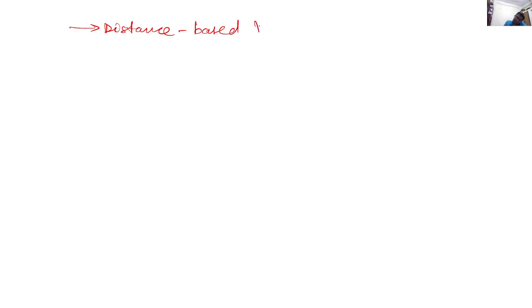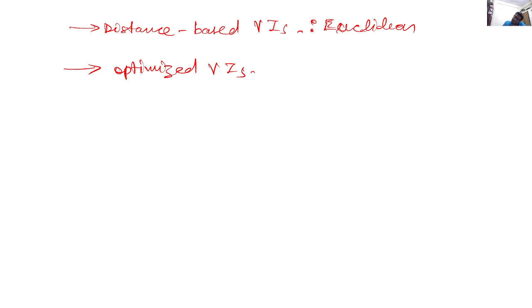Distance based VIs, vegetation index. And finally optimized VIs. Yeah, so mostly they use the Euclidean distance metric. Euclidean distance is very straightforward.